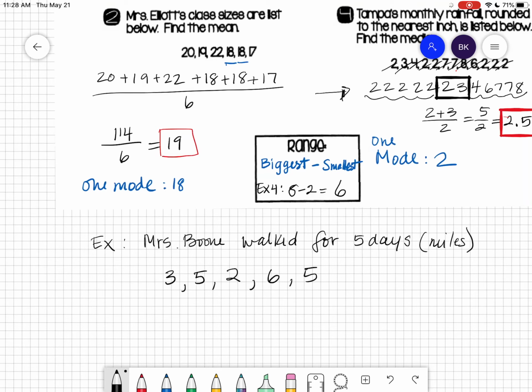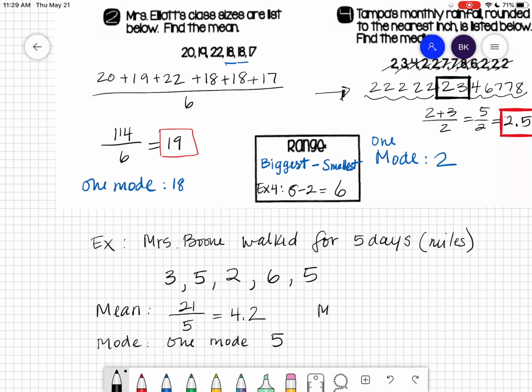I'm going to ask you to find the mean. So let's find the mean. Let's add them all together. So 21 divided by 5, and that would be 4.2. Okay, do I have a mode? 3, 5, 2, 6, 5. I do have a mode, so I have one mode, and that is 5.